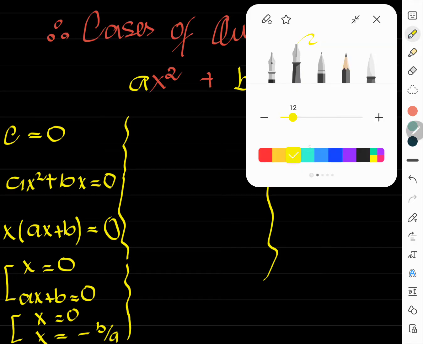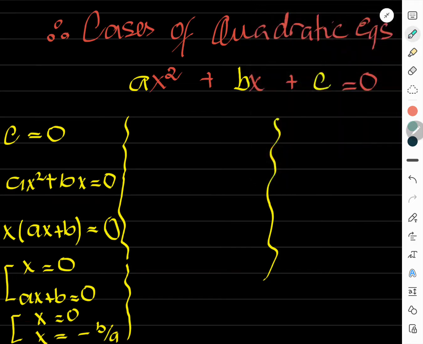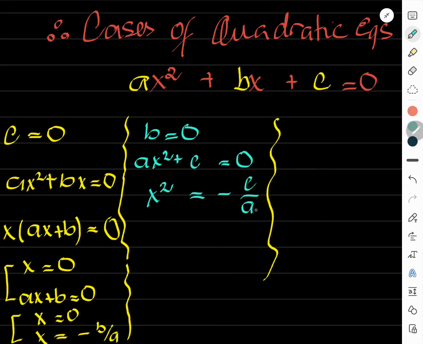Now the second case, when b equals 0, then we have ax squared plus c equals 0. So we move c to the right and divide by a. We have x squared equals negative c over a. Bring c to the right, it becomes negative, and divide by a. And then take the square root of both sides, so we have x equals plus and minus, two solutions. That gives you two solutions as well.